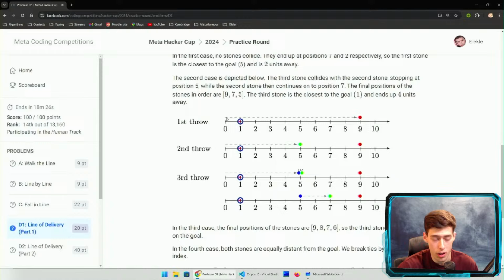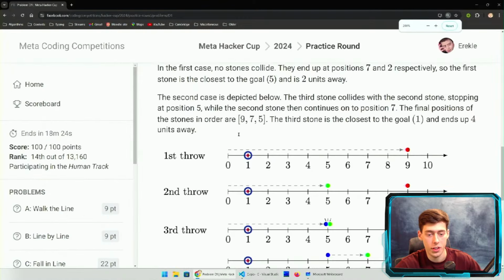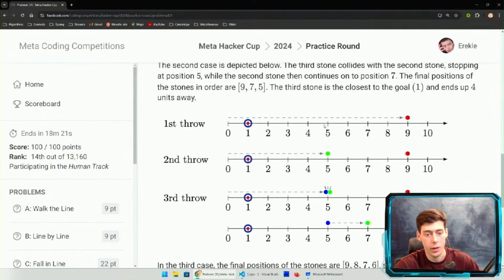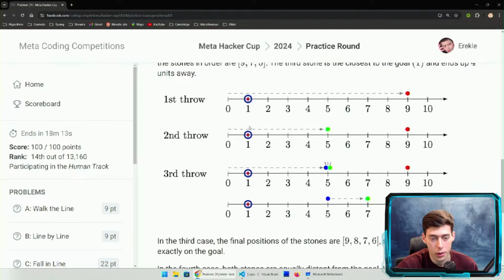And so if it doesn't hit anything, it'll stop at 9 because it's thrown from 0. On each turn, it moves to the right by 1, and its energy decreases by 1. And when its energy is 0, it stops. That's if it doesn't hit anything. So if we throw a stone with energy 9, it stops at 9. We throw one with energy 5, it stops at 5.